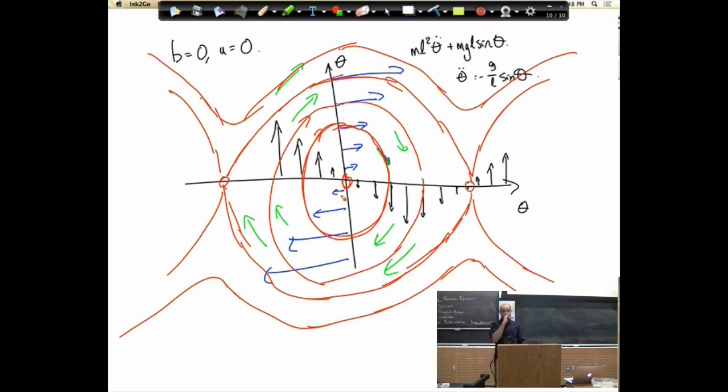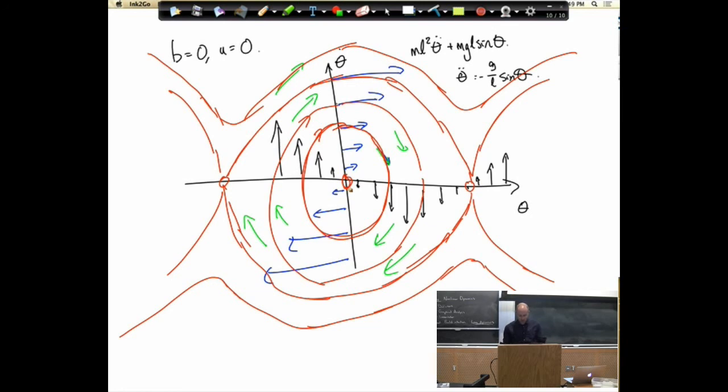Is it asymptotically stable? No, right? If I start away from it, it will not actually go back to the origin. So this is an example of something that has only one of those definitions of stability. Is it exponentially stable? No, if it's not asymptotically stable, it's not exponentially stable. Okay? Good. Now, if we want to do the same thing for the damped pendulum, right?